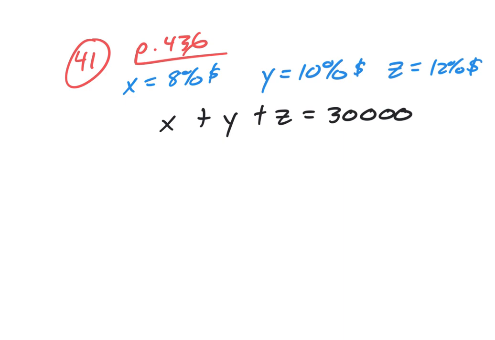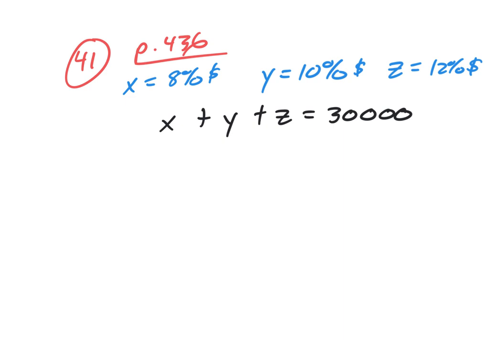Okay, the total interest. This could be a problem where it's interest paid or interest earned. Like if it was an investment account, it could be how much money I'm making on my investment account. But in this case, it's a loan. So I'm borrowing money from the bank, so this is how much interest I'm paying the bank.